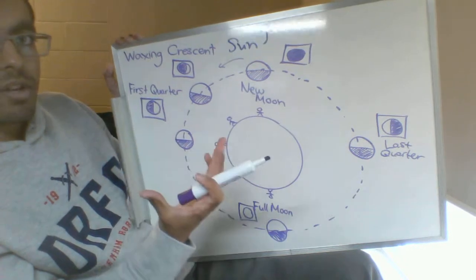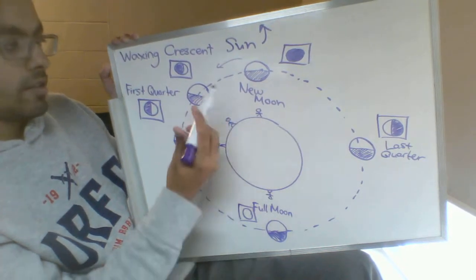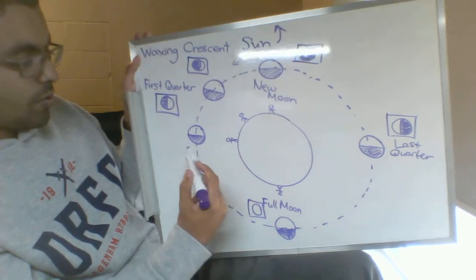Waxing just means that it's growing, that it's going from completely dark and it's getting more and more lit. All right, so you go from new moon to waxing crescent to first quarter.